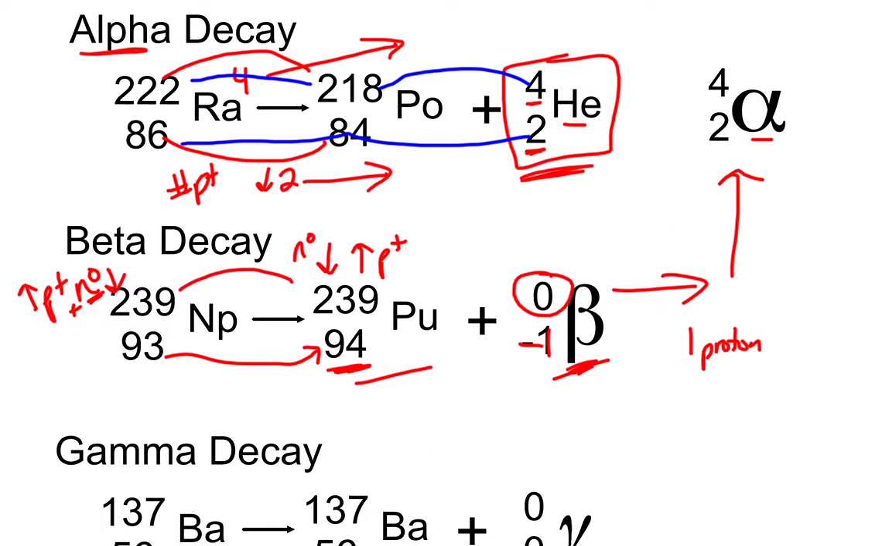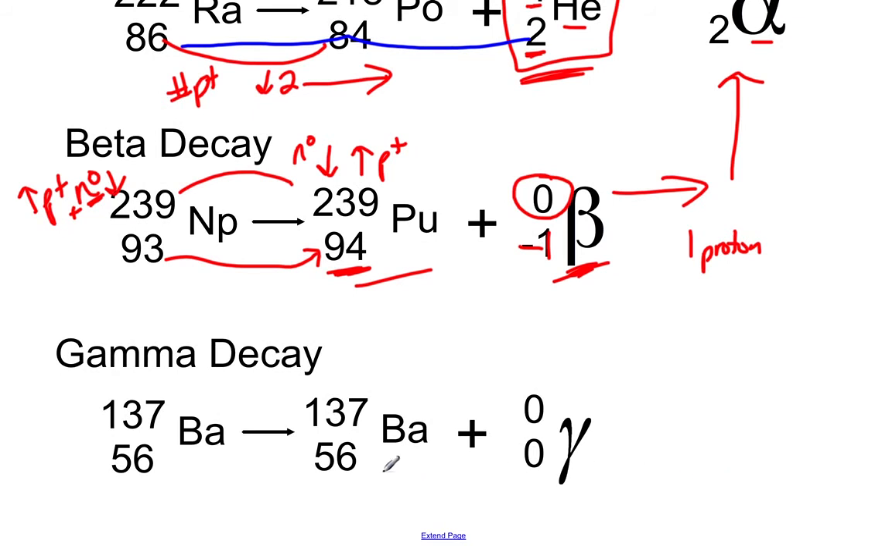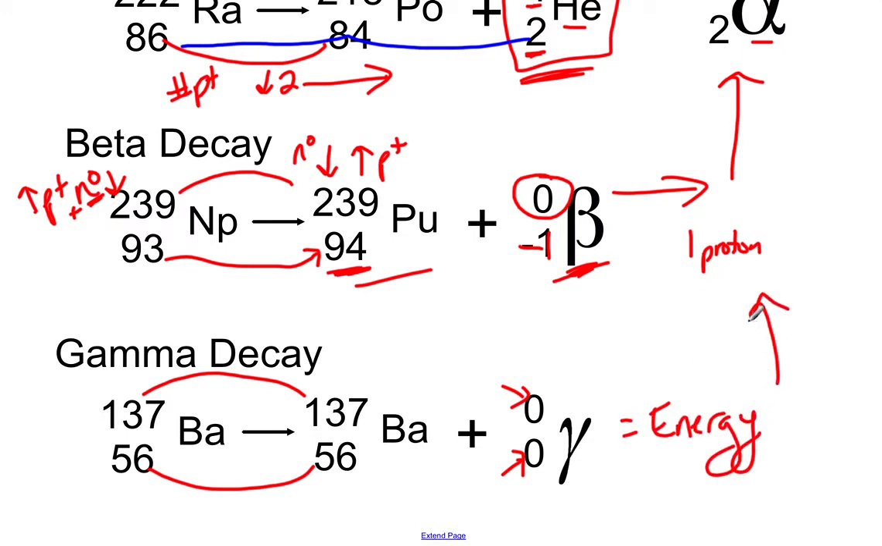And finally, we have gamma. Gamma is the easiest one out there because nothing changes, because no particles are emitted. 0 mass, 0 for an atomic number, just this funny looking Y, and that represents this energy, which has way more penetrating power and can travel much farther distances than either alpha or beta. So this one can do the most damage, and this is the one we have to be most concerned with. But in terms of writing equations, you gotta love gamma decay because nothing changes.